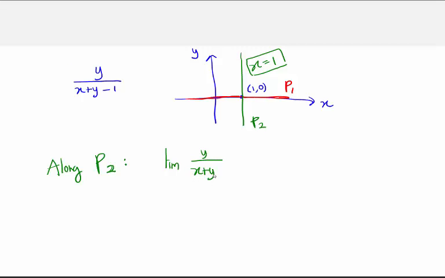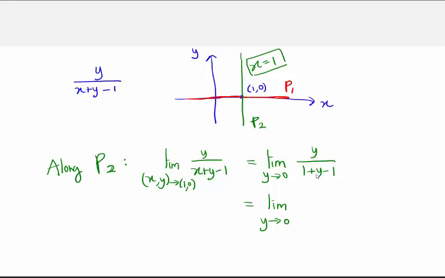Well, this time the expression of our function can be simplified by substituting x with 1, because along P2, all our points x, y will have 1 in the x coordinate. So this will simplify to y over 1 plus y minus 1. Now since x is always 1, we are left with y approaching 0. And finally, we have the limit y approaching 0 of the function y over y.